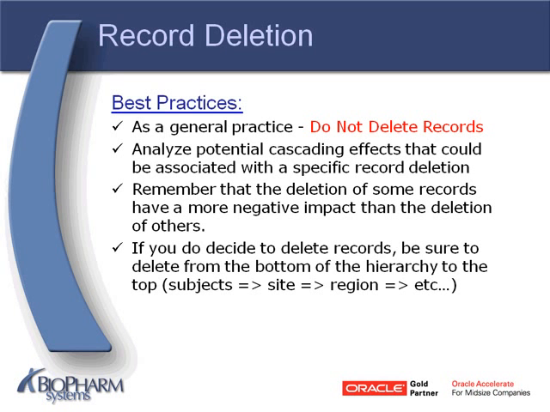In addition, the deletion of some types of record have a more negative impact than the deletions of others. An example of this is that deleting a site document will not necessarily have a significant impact on the system, but deleting a subject could delete or orphan activity records that you have already paid for. If you do decide to delete records, please be sure to delete from the bottom of the hierarchy to the top of the hierarchy. For example, first delete subjects that are associated to a site before you delete the site itself. Delete sites before you delete a region, and so on.